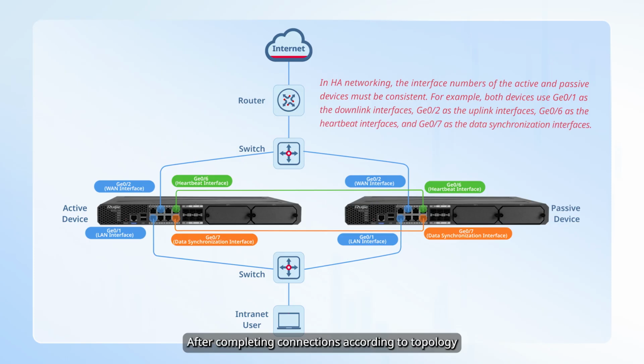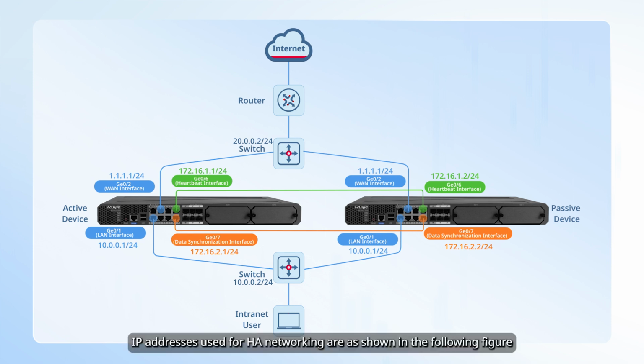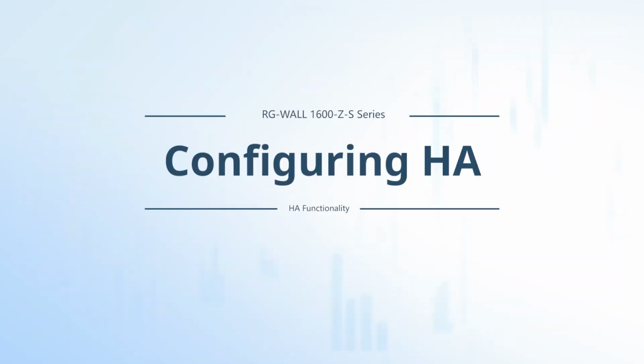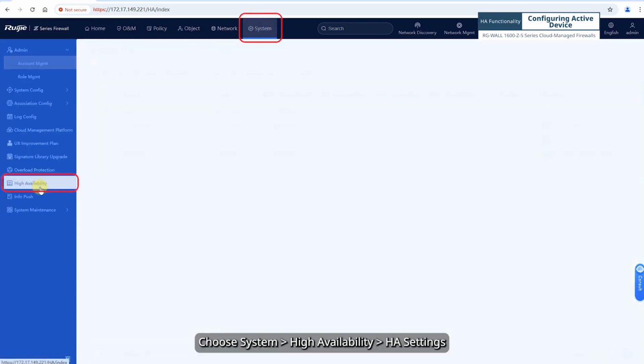After completing connections according to topology, power on all devices. Assume that the routing mode is used. IP addresses used for HA networking are as shown in the following figure. Log into eWeb of the firewall to configure HA. First, configure HA on the active device. Choose System > High Availability > HA settings.